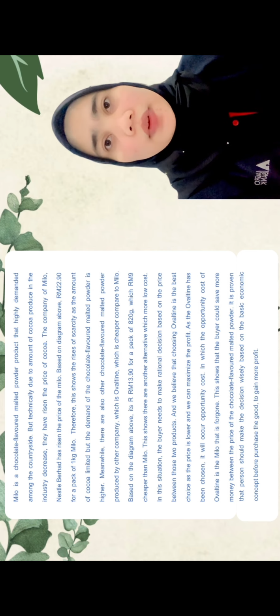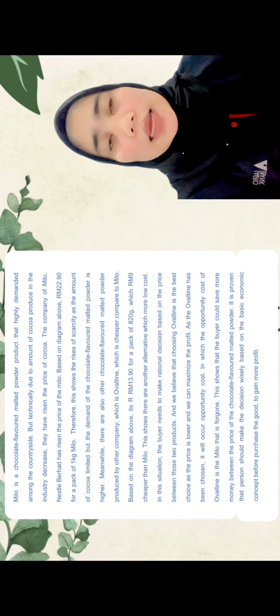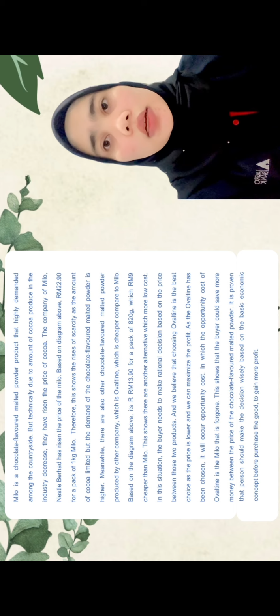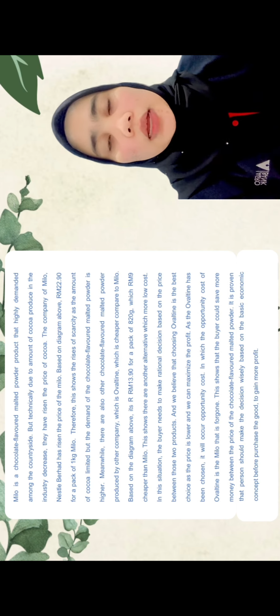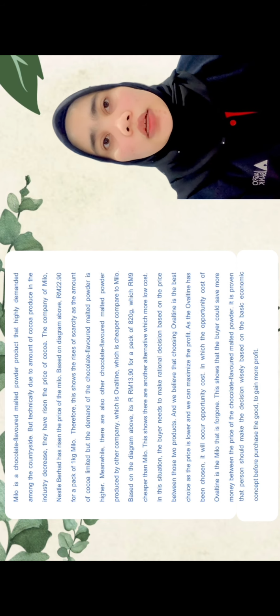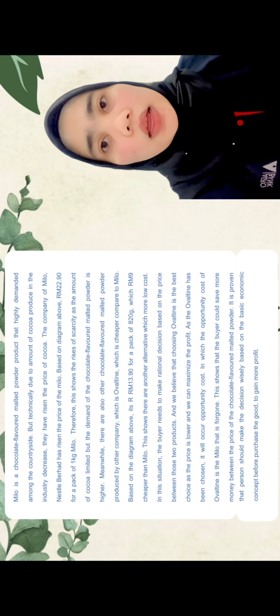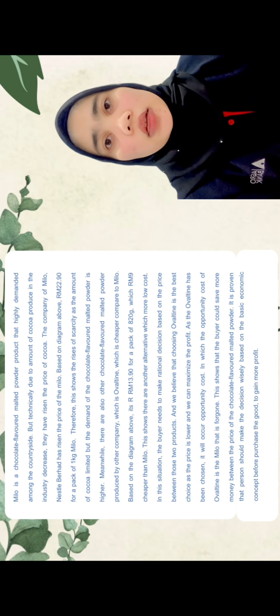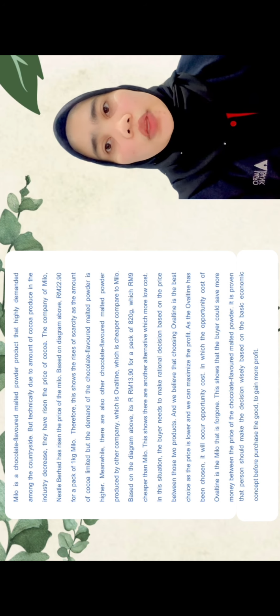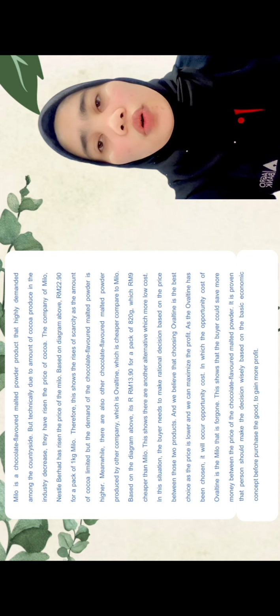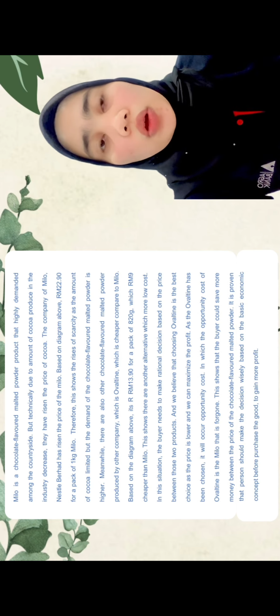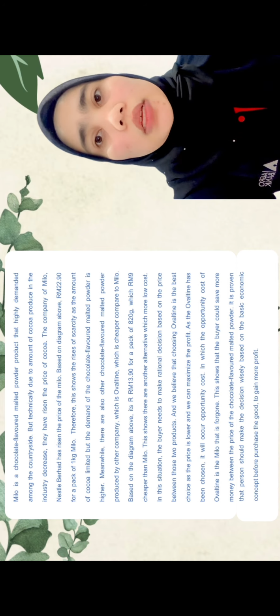Milo is a chocolate flavor milk powder product that is in high demand among the countryside, but due to the amount of cocoa product in the industry decreasing, the price of cocoa has risen. The company of Milo, Nestle Berhad, has raised the price of Milo. This shows the rise of scarcity: the amount of cocoa is limited, but the demand for chocolate flavor milk powder is higher.